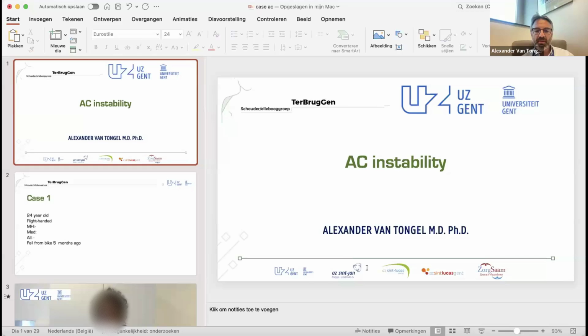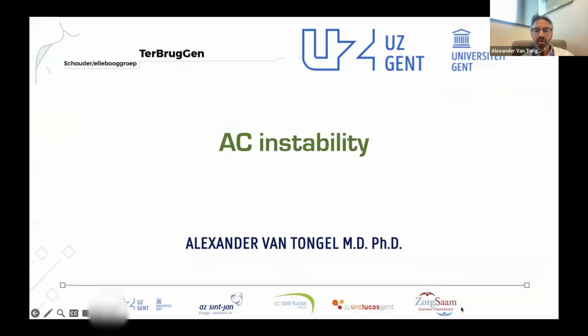One of the problems, of course, with AC instability is there are a lot of possibilities. I will try to share my screen. There are a lot of possibilities, first of all, on the diagnosis and next on the treatment. So maybe let's start a little bit with the diagnosis and how the trauma mechanism is done, because I think if we understand better the mechanism of the lesion, we can better understand how we need to treat it.